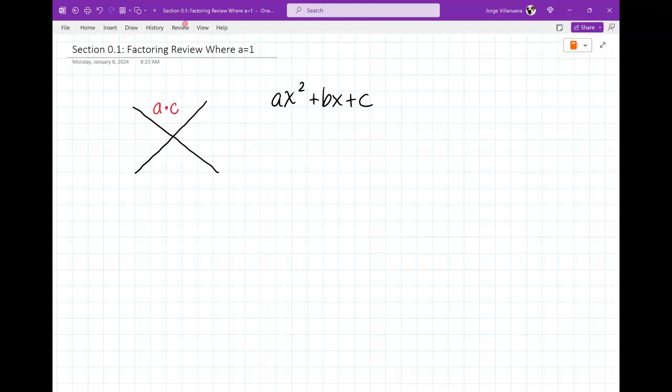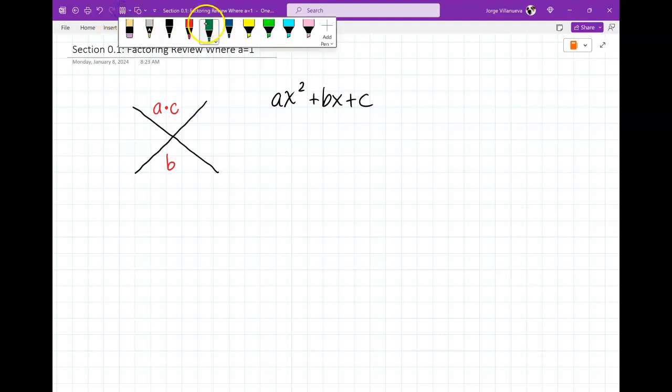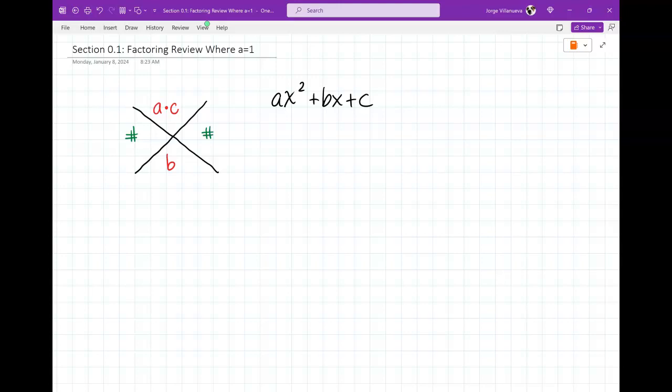I know we've written this before, but it's just a quick review. Your a times c will go up on the top, and your b value will go down towards the bottom. Then what you're going to do is try to find two numbers that multiply to the top and add up to the bottom. So these are going to multiply to this and add up to this.